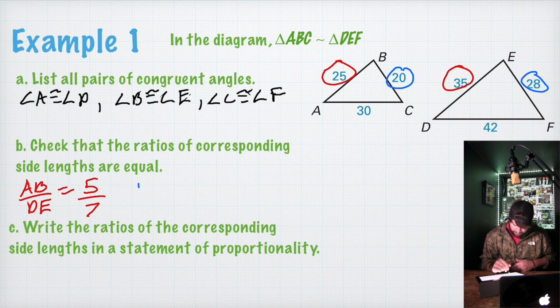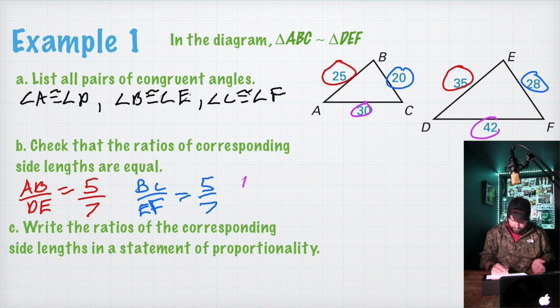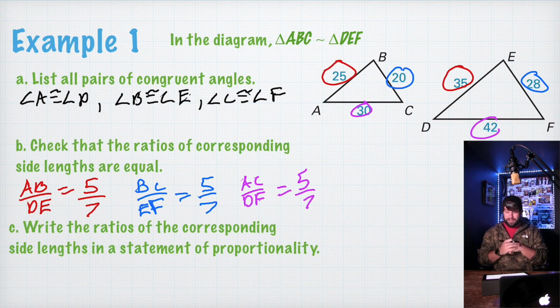Oh, sorry, let me write this down. BC over EF equals, both divisible by 4, which will reduce down to 5 over 7, which is good because for these to truly be similar, their proportions should all equal 5 over 7. So if you're a betting person, 30 over 42, which is AC over DF, should reduce to be 5 over 7. And it does because if you divide 30 by 6, it'll be 5, and 42 divided by 6 would be 7.